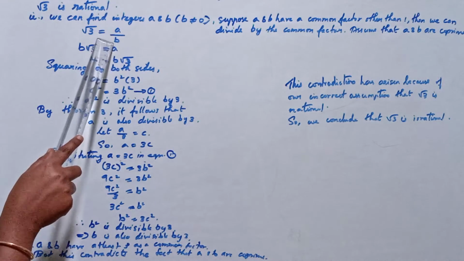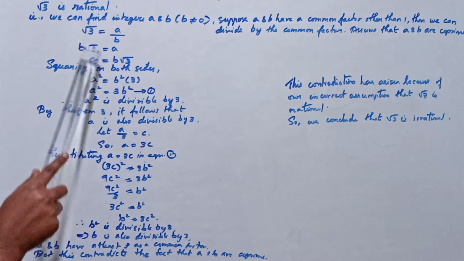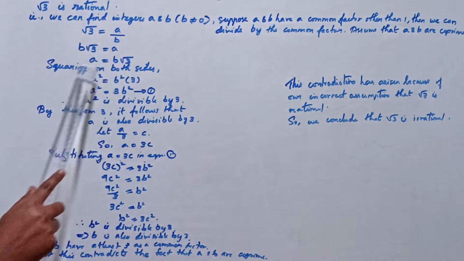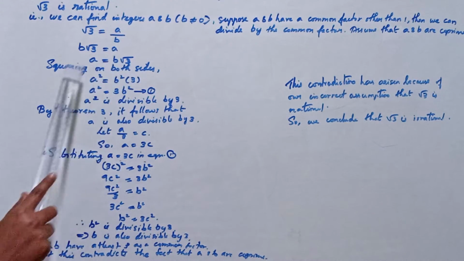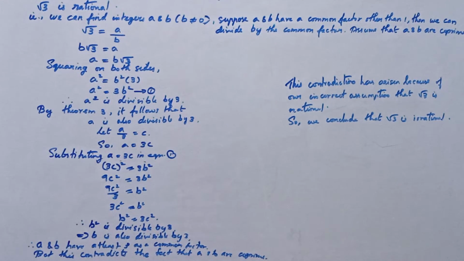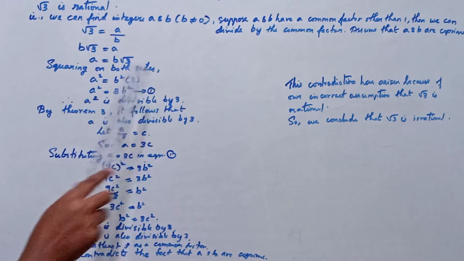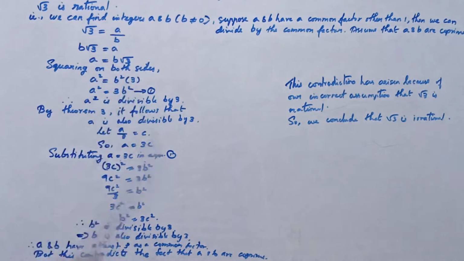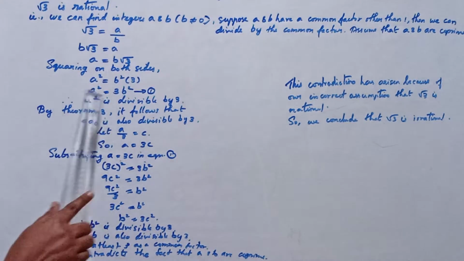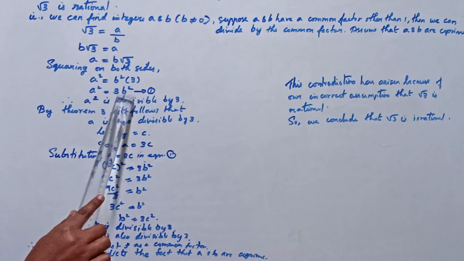Now you need to find what is a. So you multiply by b here. So b root 3 is equal to a. So a is equal to b root 3. The next step is to square it on both sides. If you square that, you will get a square is equal to b square into 3, because square root of 3 into square root of 3 is 3. So a square is equal to 3b square.